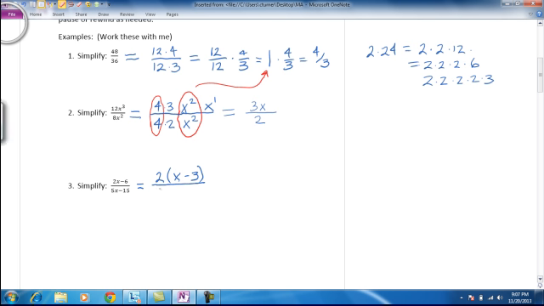I'm going to play the same game down below. 5x and 15 both have a factor of 5. I'm going to pull a 5 out. If I do that, that leaves an x minus 3 there as well.